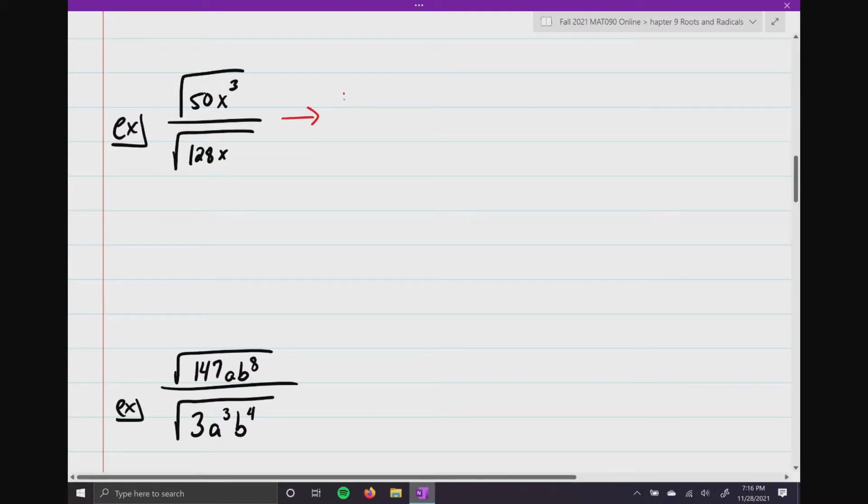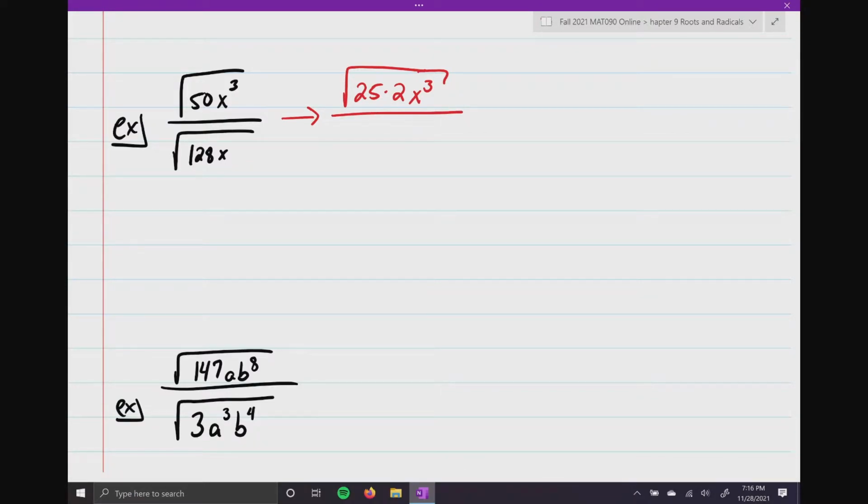So let's see here. Square root of 50 is really 25 times 2, x to the third over 128, which is really 16 times 8. I'll leave it as times 8 for now, over x. And the reason why I'm doing this is just so I can reduce whatever I can. I can see some of these, so it's kind of a little bit easier for me. You'll get there. You just got to keep practicing, and you'll start to see stuff.